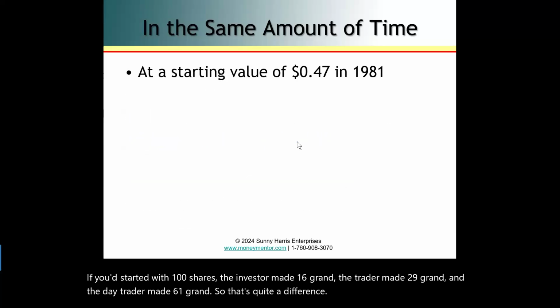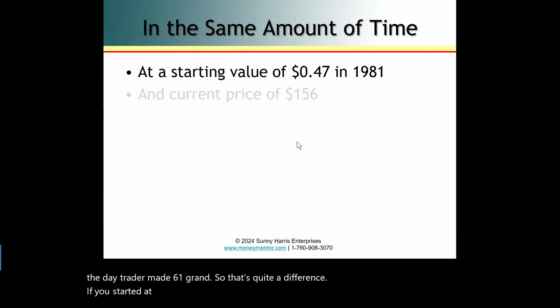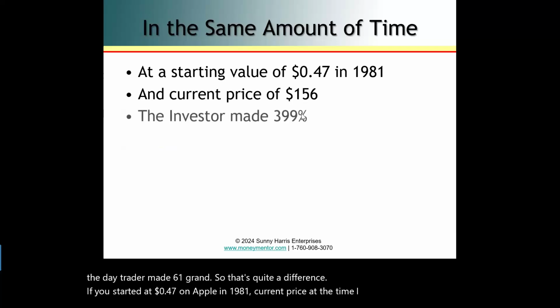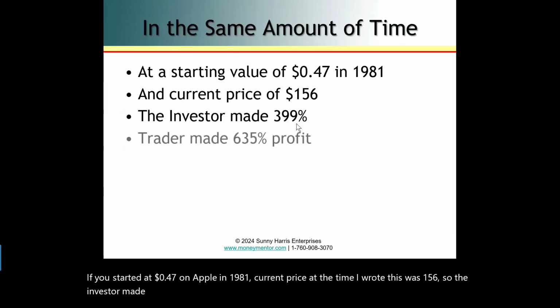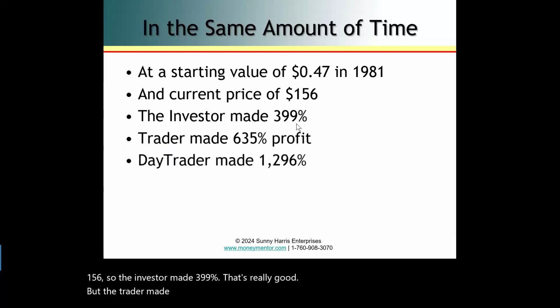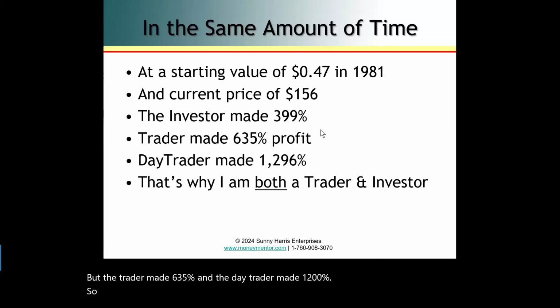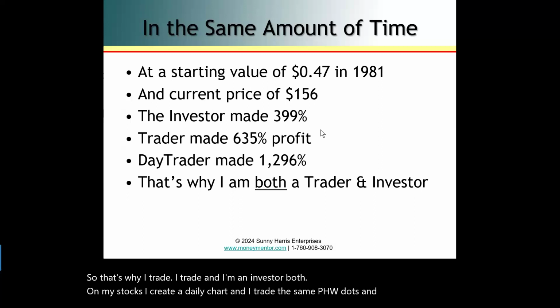If you started at 47 cents on Apple in 1981, the current price at the time that I wrote this was 156. So the investor made 399%. That's really good. But the trader made 635%, and the day trader made 1,200%. So that's why I trade. I trade and I'm an investor both. On my stocks, I trade a daily chart and I trade the same PHW dots and the same SunnyBands rules, just exactly.